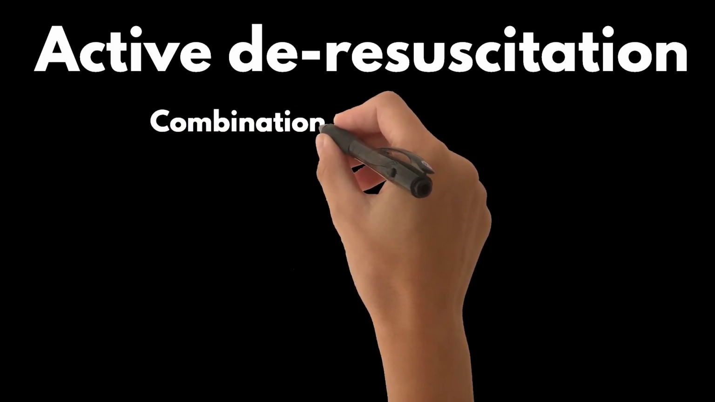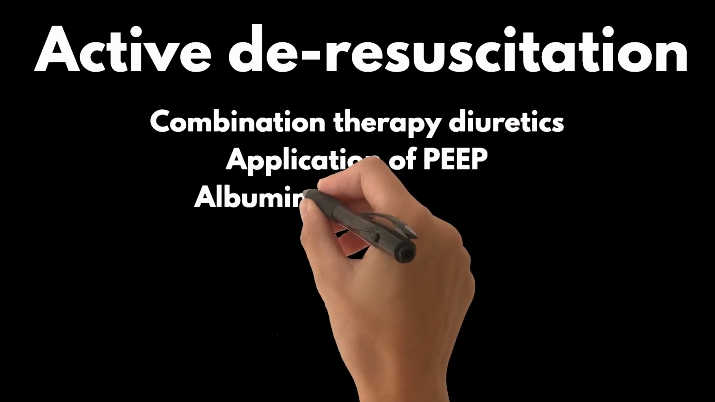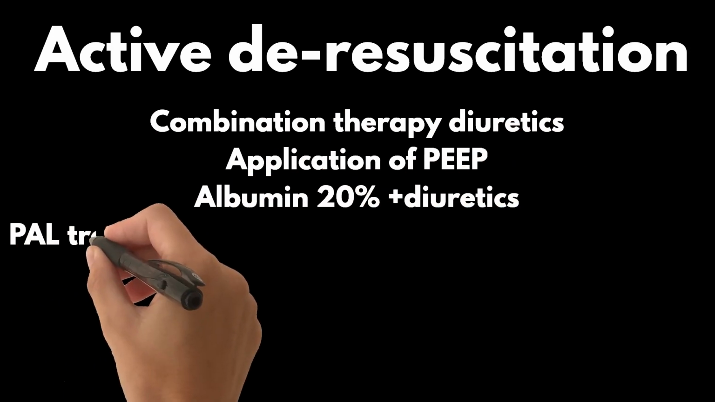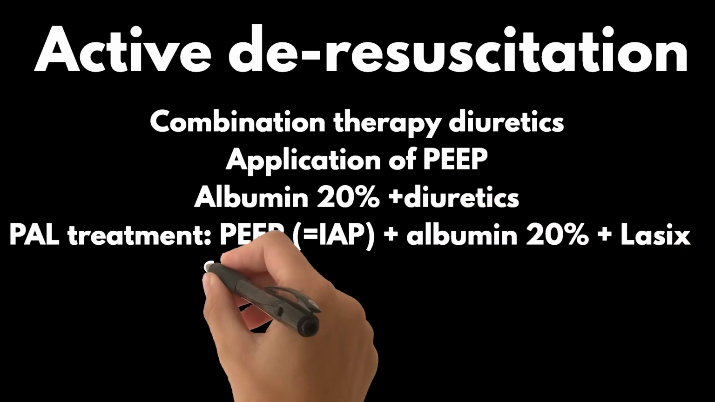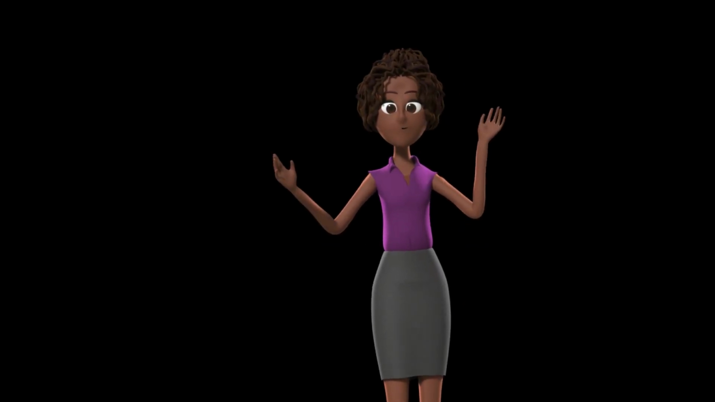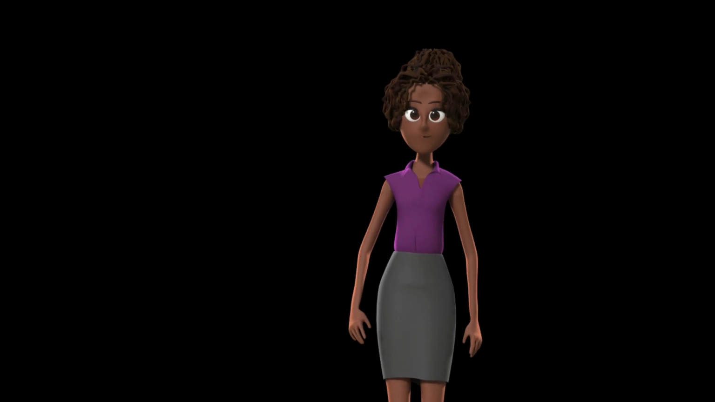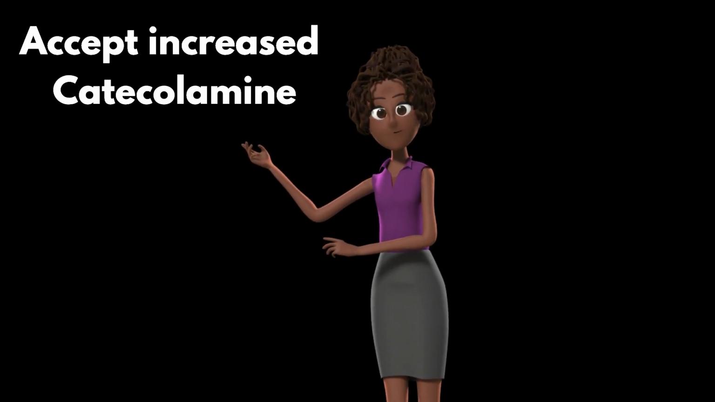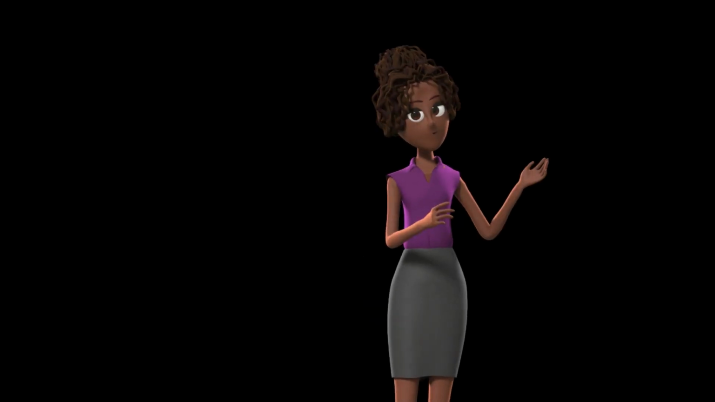Active de-resuscitation can be done by combination therapy diuretics, application of PEEP, 20% albumin with diuretics, PAL treatment that is PEEP plus 20% albumin plus Lasix, SCUF, CVVHD with UF. Although excess fluid should be removed without hemodynamic compromise, occasionally it may be necessary to accept an increase in catecholamine support to facilitate fluid removal and improve critical physiological parameters such as oxygenation.